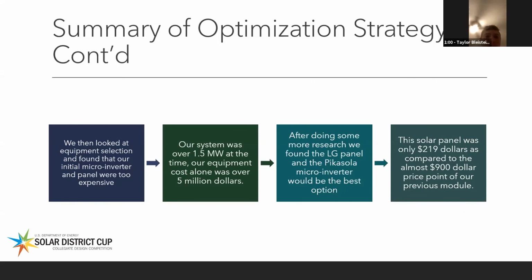Then we looked at our equipment selection, and we found our microinverter and panel were far too expensive. We were using a smart module from SunPower, and I think we were using an Enphase inverter. The Enphase inverter was one of the best on the market, but they were like $175 each. When you have 4,000 of them, that adds up. Our system was over 1.5 megawatts at the time, and our equipment cost alone was over $5 million. So we said that's not going to be a cost-effective design. So, Taylor, we scrapped it.